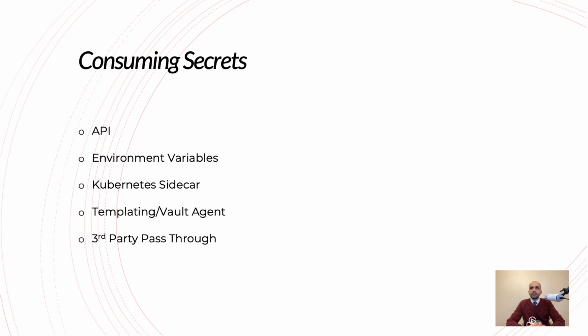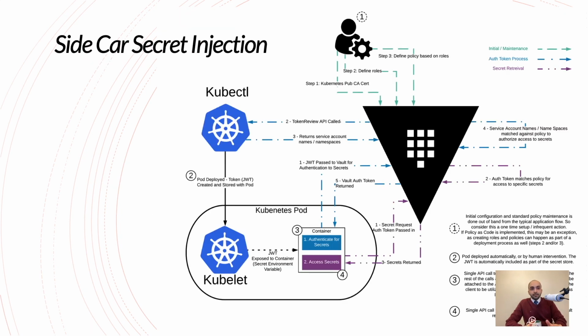But if you are having your Vault, you can have API environment variables. Also, this one is given by the cloud providers. You can have Kubernetes sidecar and templating agents, our Vault agents, and we can have third-party pass-throughs. There are a lot of concepts in this slide, so don't worry about it. We are going to get back to it once in a while.